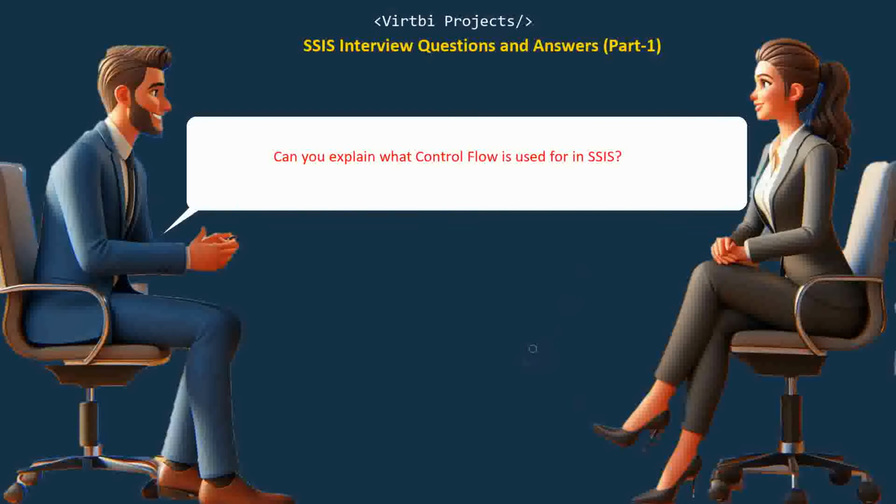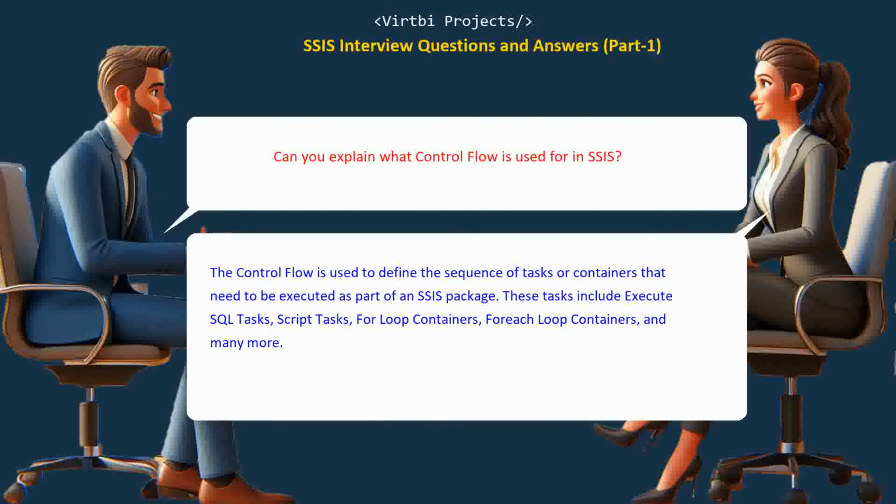Can you explain what control flow is used for in SSIS? The control flow is used to define the sequence of tasks or containers that need to be executed as part of an SSIS package. These tasks include execute SQL tasks, script tasks, for loop containers, for each loop containers, and many more.